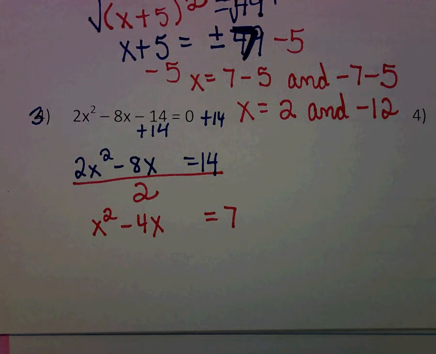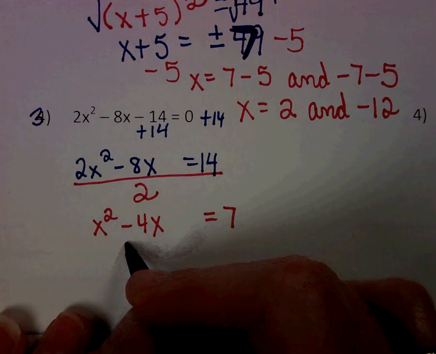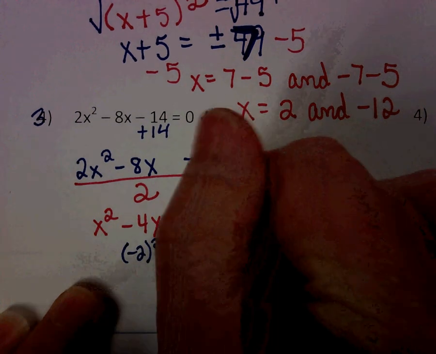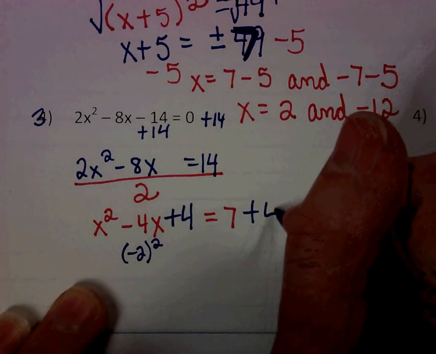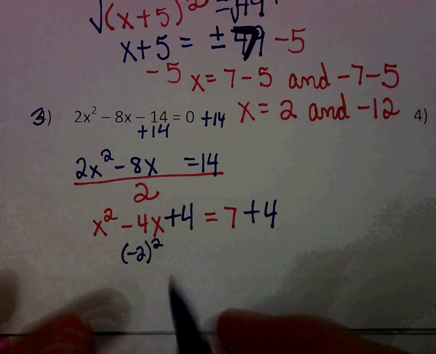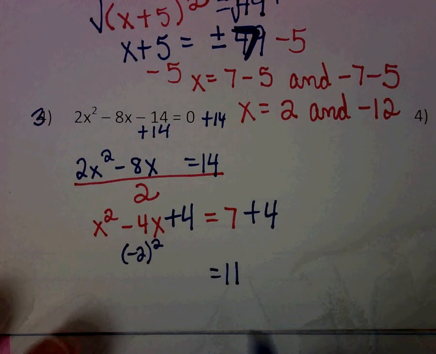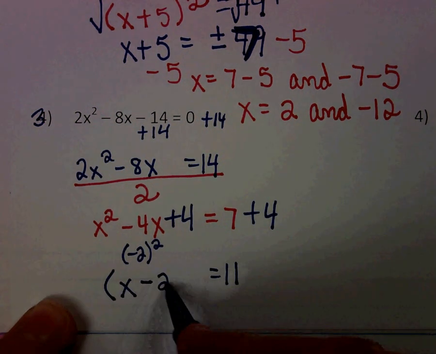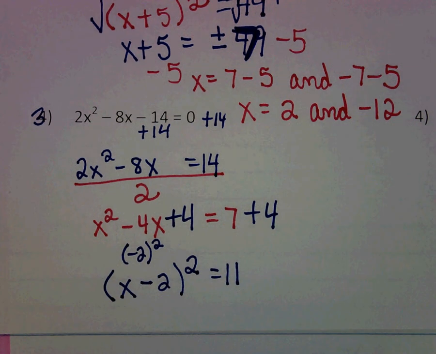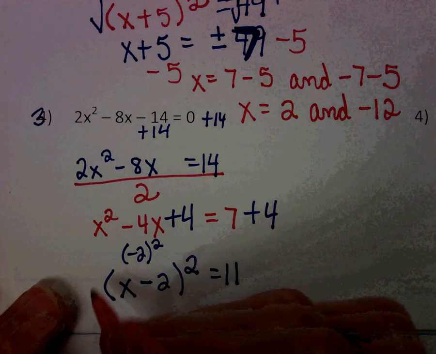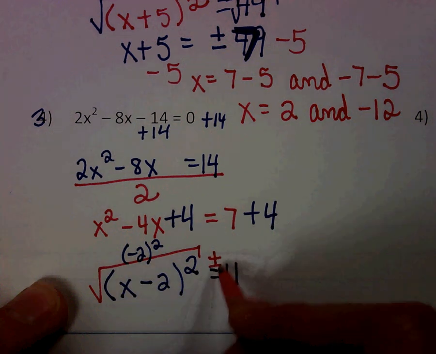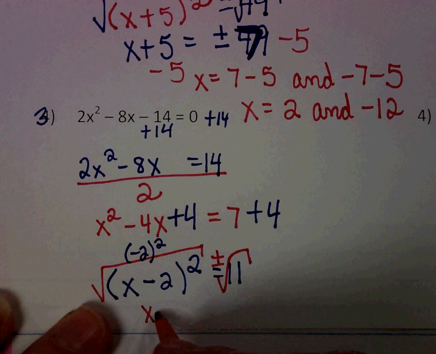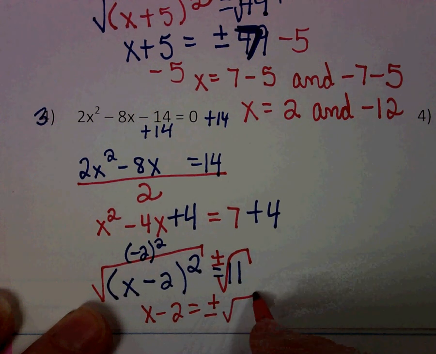Now we're going to complete our square. So half of negative 4 is negative 2. Negative 2 squared is positive 4. And we're going to add that to both sides. 7 plus 4 is 11. I'm going to factor my perfect square trinomial. We're going to take the square root, plus or minus the square root. And so we have x minus 2 is equal to positive or negative the square root of 11.